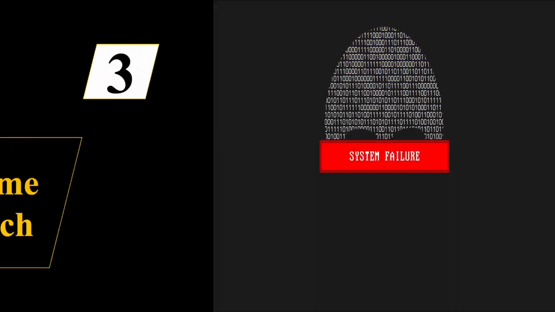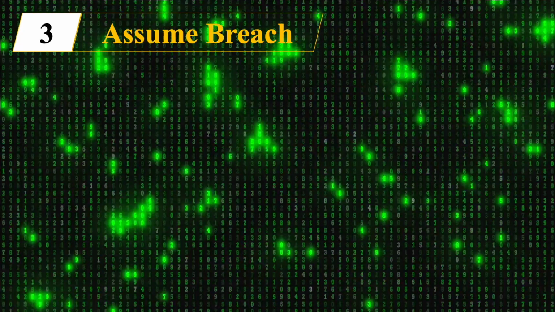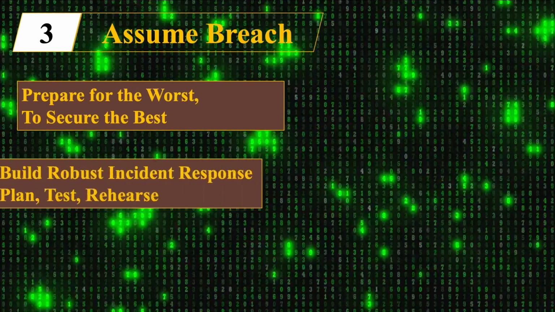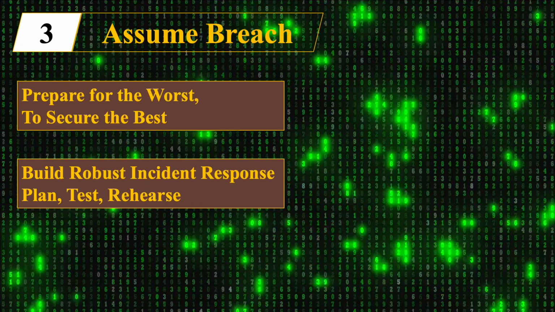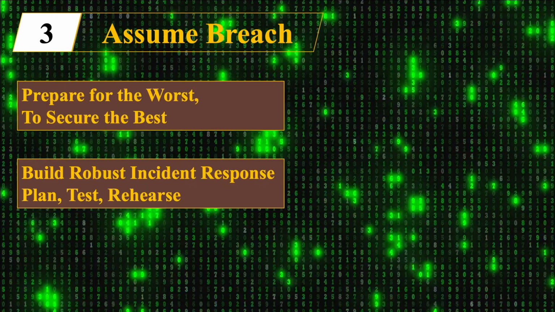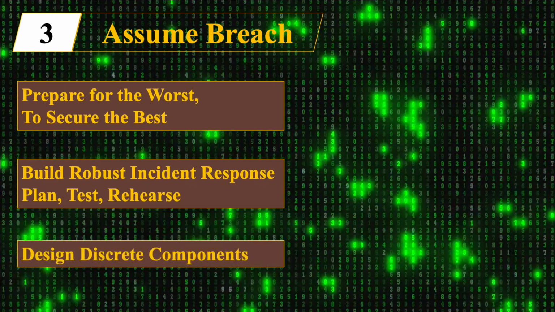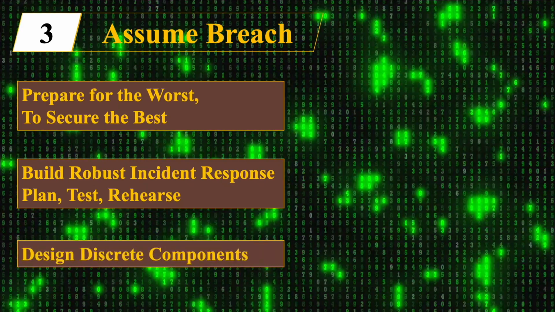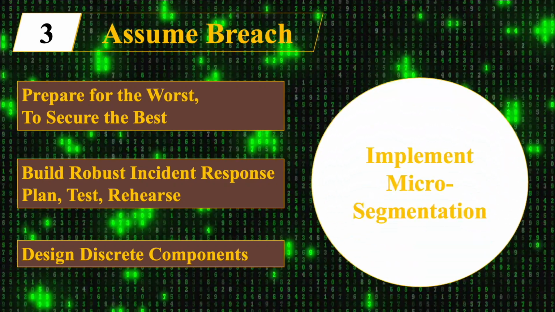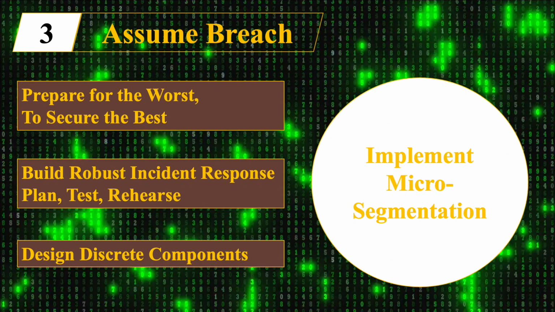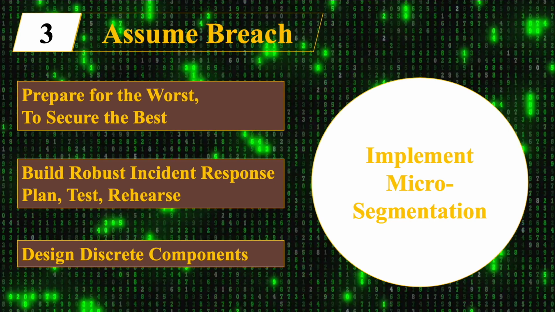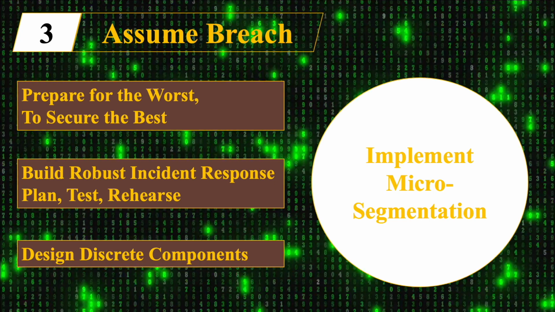Third core principle is to assume breach. Simply put, prepare for the worst case scenario to secure the best. Build a robust incident response plan. Test and rehearse the plan so that if an attack occurs, the time to respond will be swift. Design your system such that attack on one discrete component does not impact other components within reasonable risk assumptions. For example, apply a networking principle like micro-segmentation. Use telemetry and analytics to improve visibility and speed up detection, and improve protection across your user identities, applications, devices, and networks.